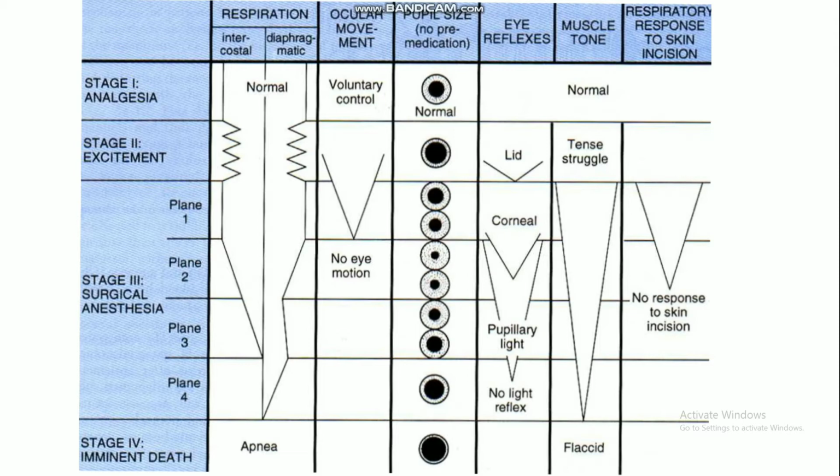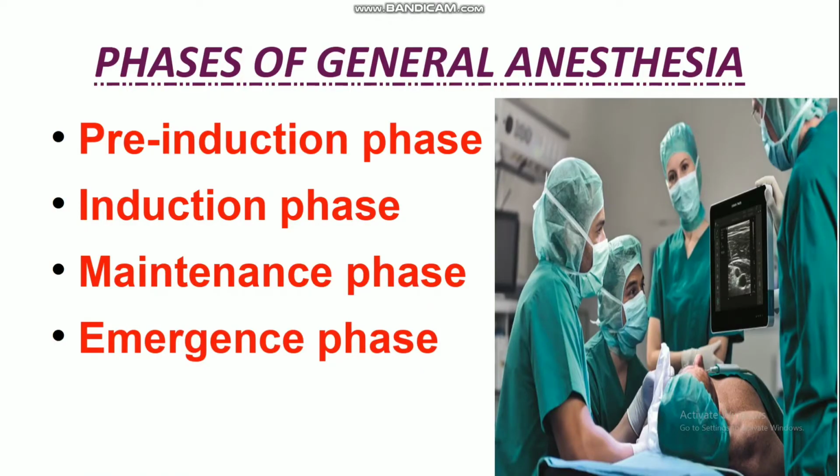Then surgical anesthesia, which means the maintenance phase. In the maintenance phase, the respiration is shallow, so it needs mechanical ventilation or some type of ventilation. Ocular movement: no eye motion. Pupillary reaction is constricted, but slowly it may become normal to dilated. Then eye reflexes and pupillary light reflex are also reduced. Then stage 4. You can see here, this is the emergence phase.